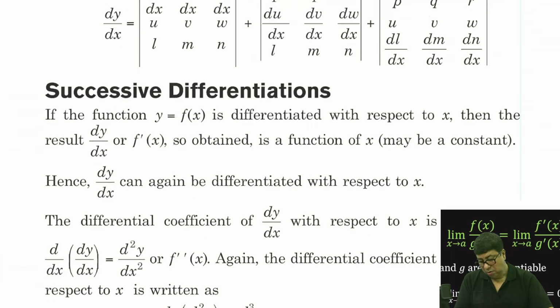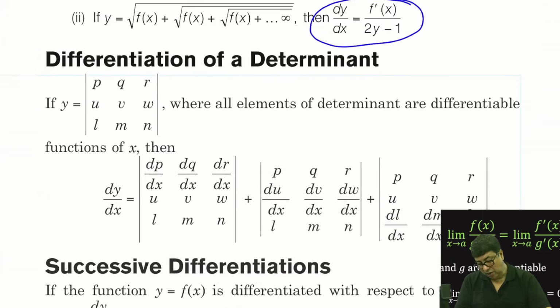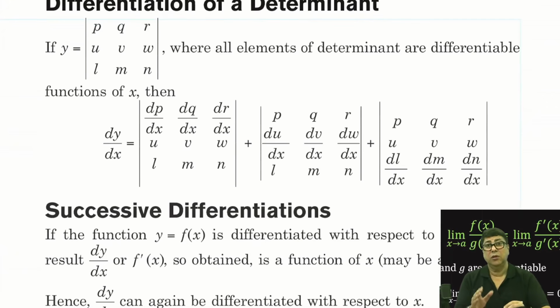Now, differentiation of a determinant. For differentiation of the determinant we'll do it in separate ways. Differentiate one row and keep the other rows constant, plus differentiate another row and keep the others constant. In this way it will go. Okay, so you must see all these things.